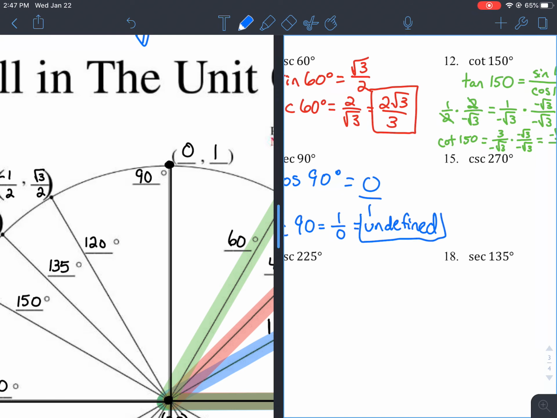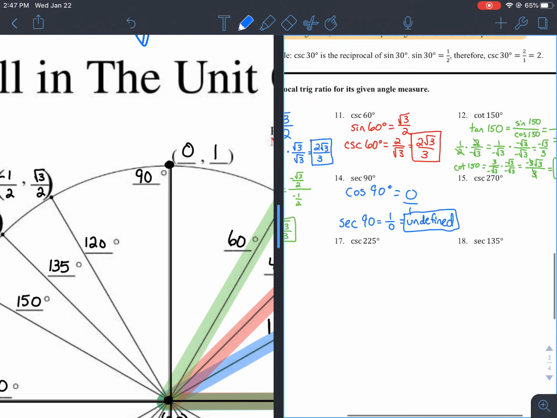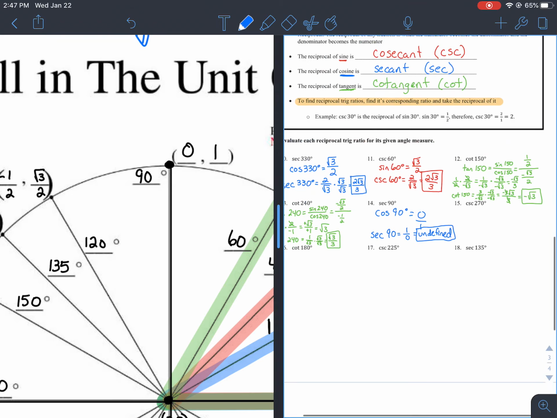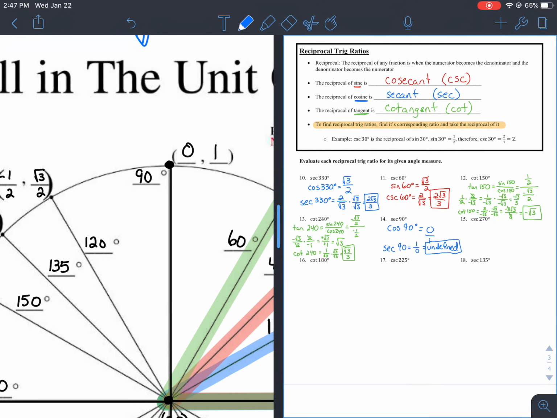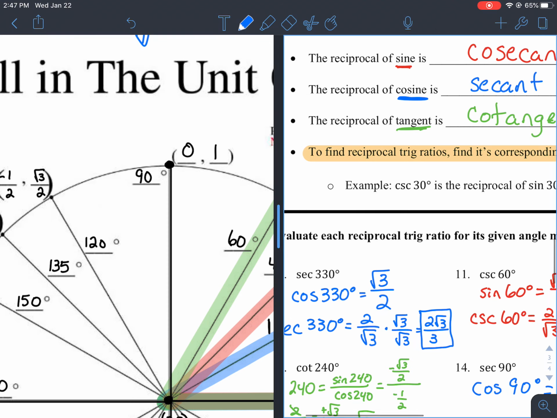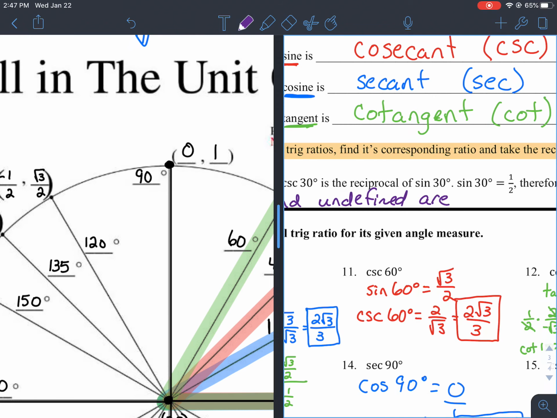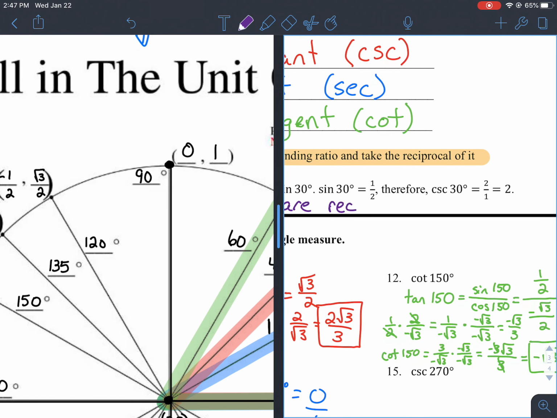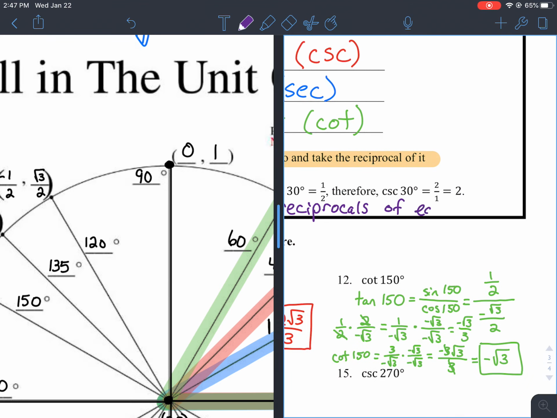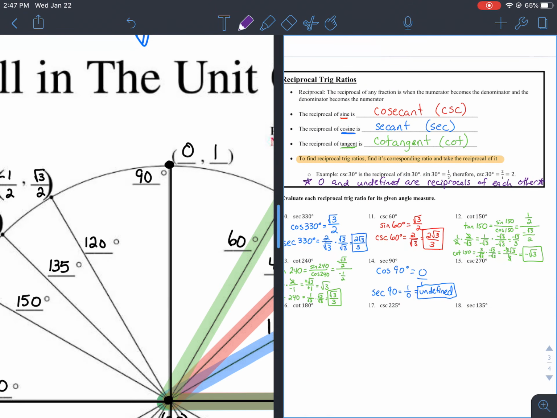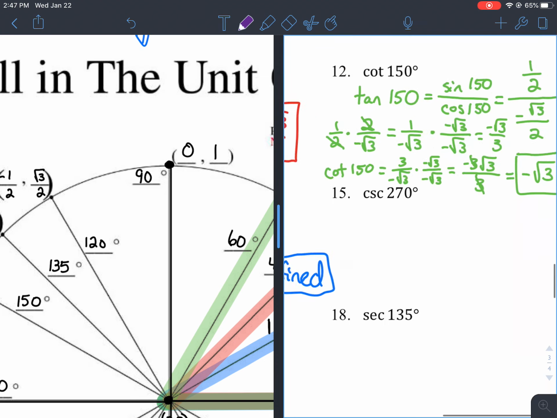Okay. So something worth noting is that 0 and undefined are reciprocals of each other. Okay, and that might be worth noting somewhere up here at the top. 0 and undefined are reciprocals of each other. Okay. So that'll simplify some stuff later on potentially.